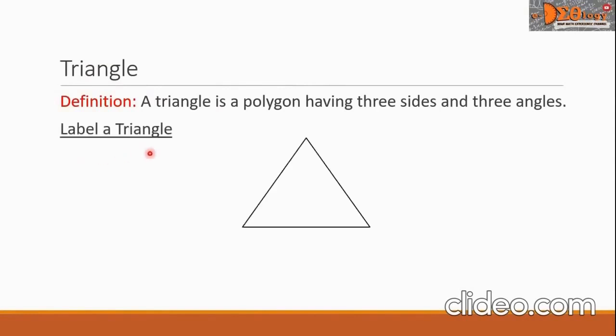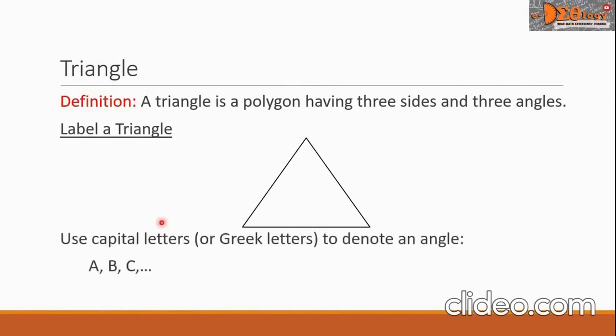Let us label a triangle. Here's a triangle. We're going to use capital letters or Greek letters to denote an angle. We have capital A, capital B, capital C, and other letters of the alphabet to denote an angle. Also, I have 4 commonly used Greek letters for an angle. The first is theta. This symbol is phi. The next is alpha, and the symbol is for beta.